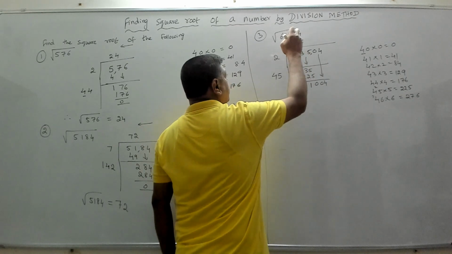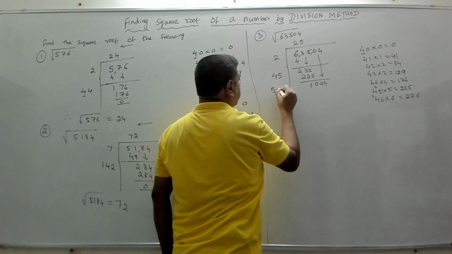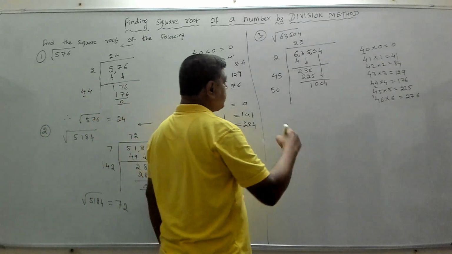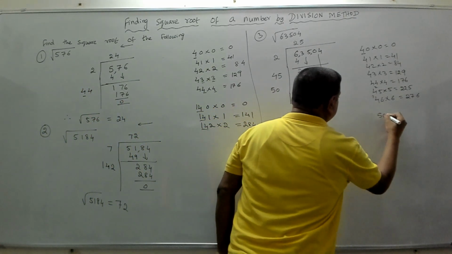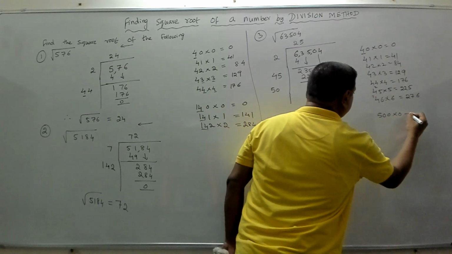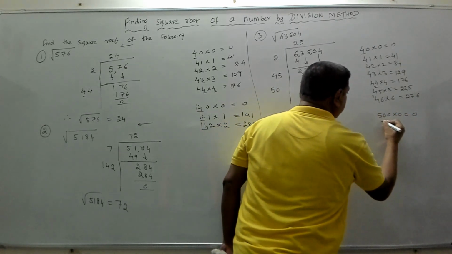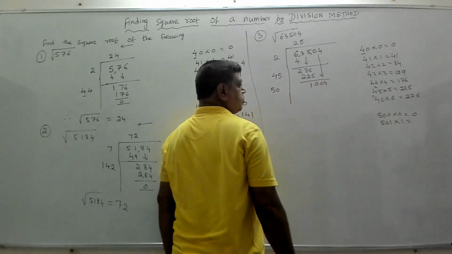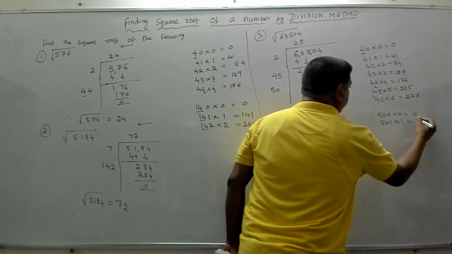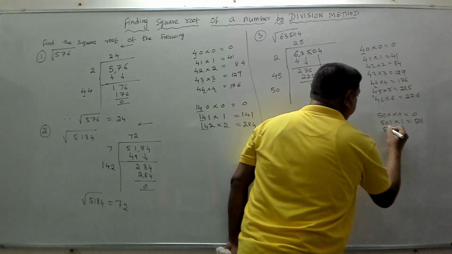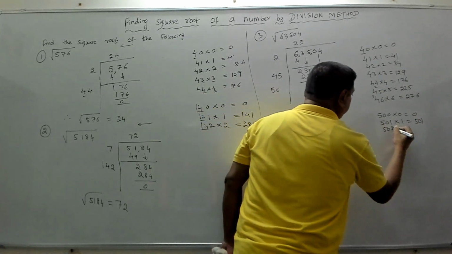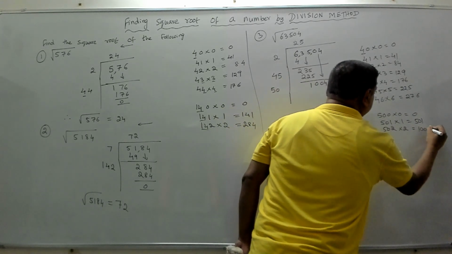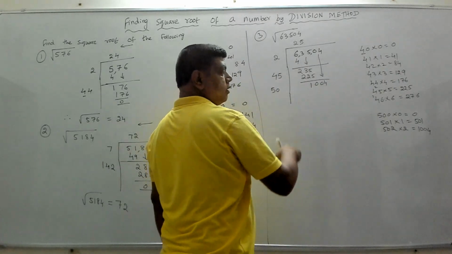So what is 25 into 2? 50. You write that 50 here. Then we should try. This is 50 now. So 50, then 0 into 0, which means 500 into 0, 0. Then 50, 1 into 1, which means 501 into 1. Then 50, then 2 into 2, which means 502 into 2. What is 502 into 2? 1004. Now we got this 1004 here.